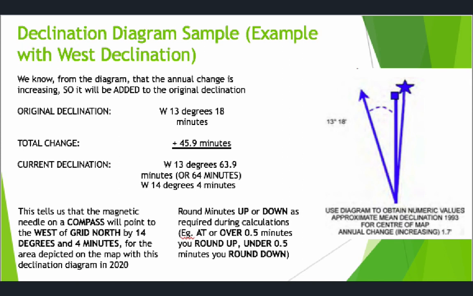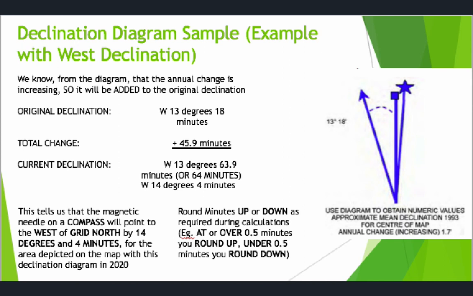Now, once again, we will be moving on to the third step of the calculation. We know from the diagram that the annual change is increasing, so it will be added to the original declination. We know the original declination is west 13 degrees 18 minutes, and we know that the total change is 45.9 minutes. Adding these two numbers gives us the current declination, which is west 13 degrees 63.9 minutes, which we would then round up to 64 minutes.